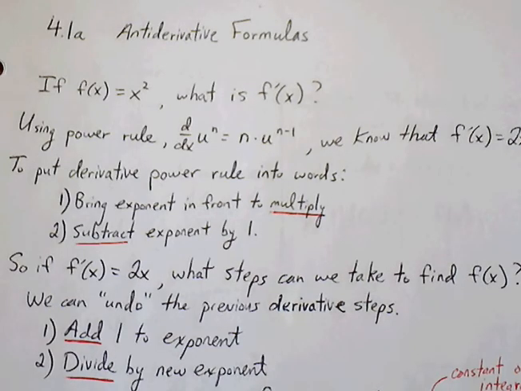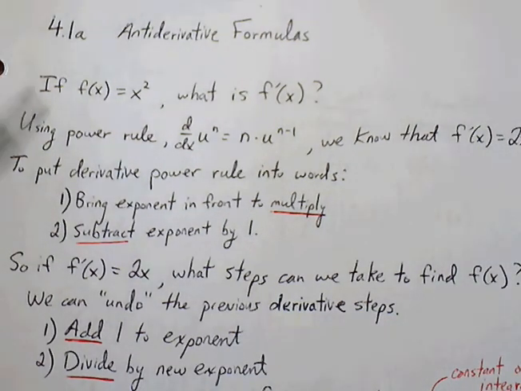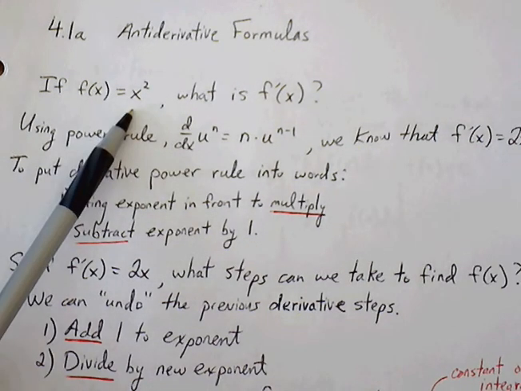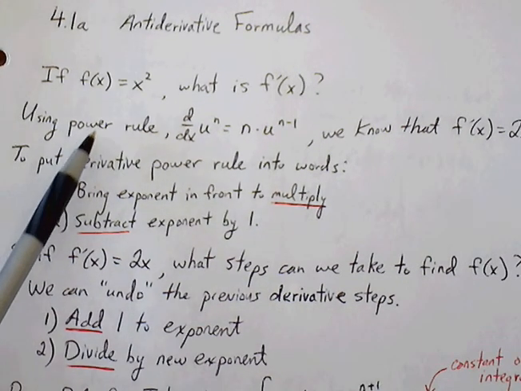All right, this is section 4.1a, where we're going to be talking about antiderivative formulas. So let's review what we know about derivatives. If our function is x squared, then what is f prime of x going to be? We know that x squared is an easy function to find the derivative for. We simply use the power rule.